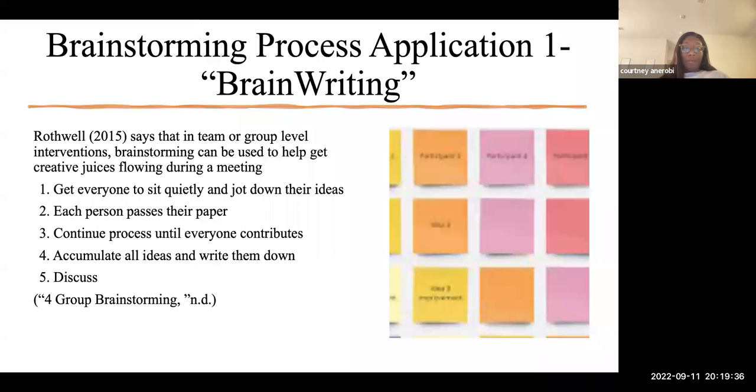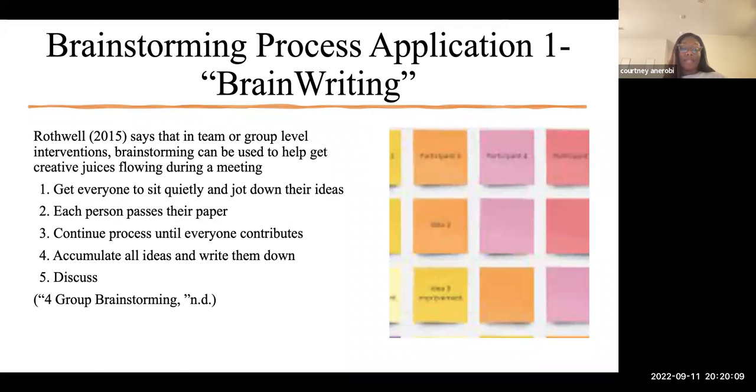So moving on to the brainstorming application process, one would be brainwriting. Rothwell states that in team or group level interventions, brainstorming can be used to get creative juices flowing during a meeting. So let's talk about how they're used at an interteam or group level. This can be done in several ways, which is the brainstorming process.